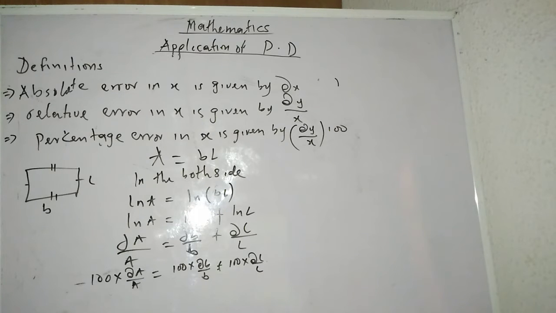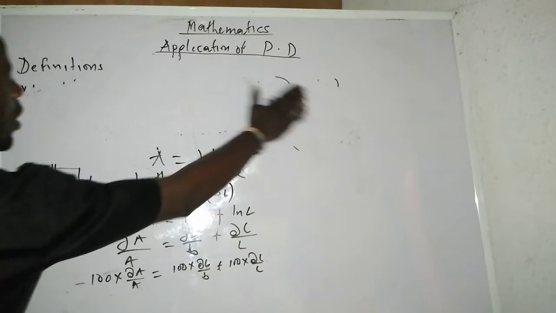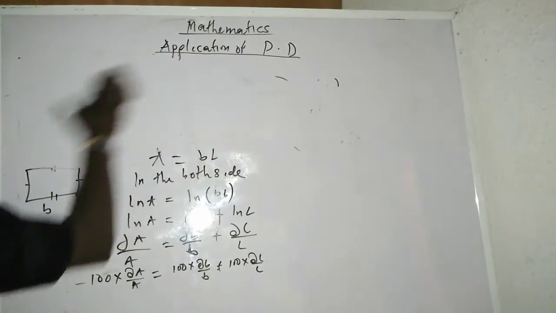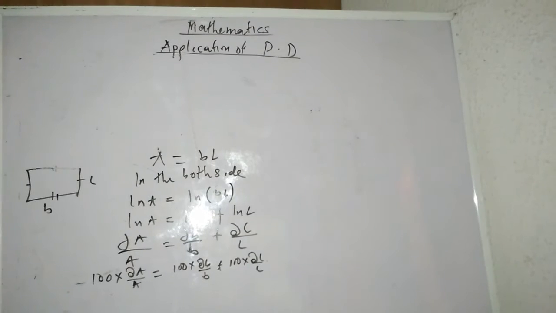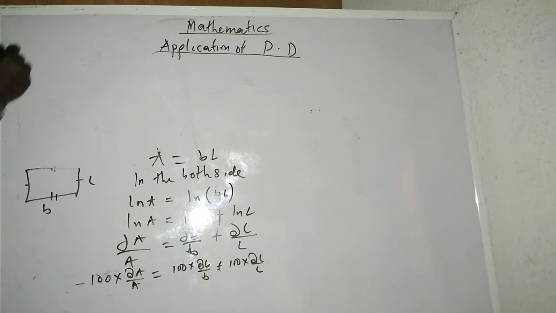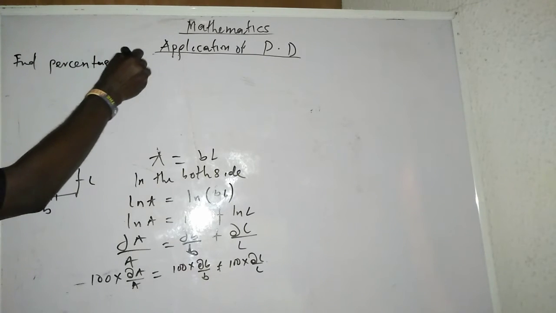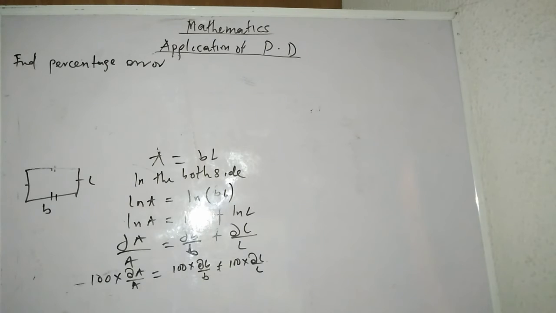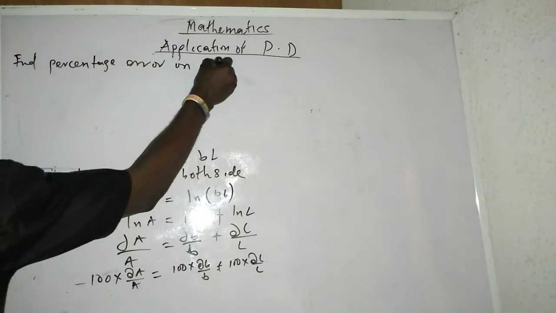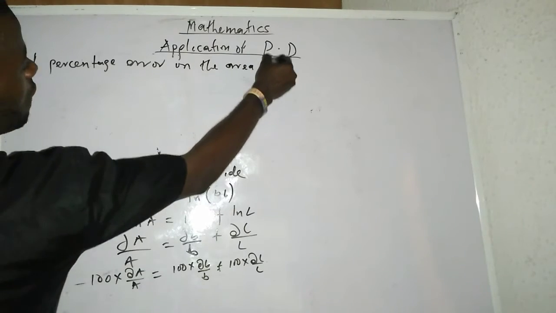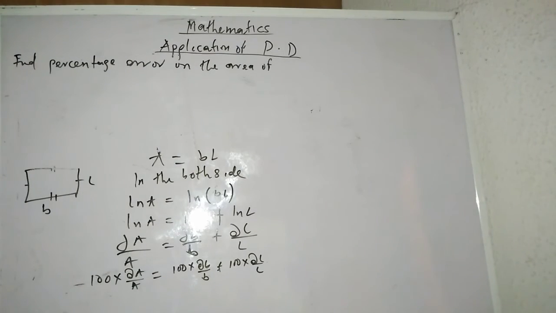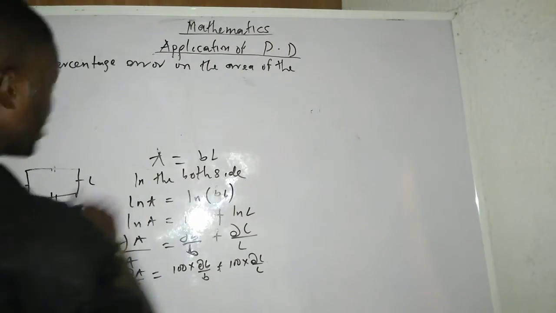Now, that is very important. For instance, if a problem is given to us, let me form a question. This question, I won't write it on the board. Okay, let me write it and I will rub it immediately. Now, for instance, find the percentage error on the area of the rectangle. This is a very good rectangle.